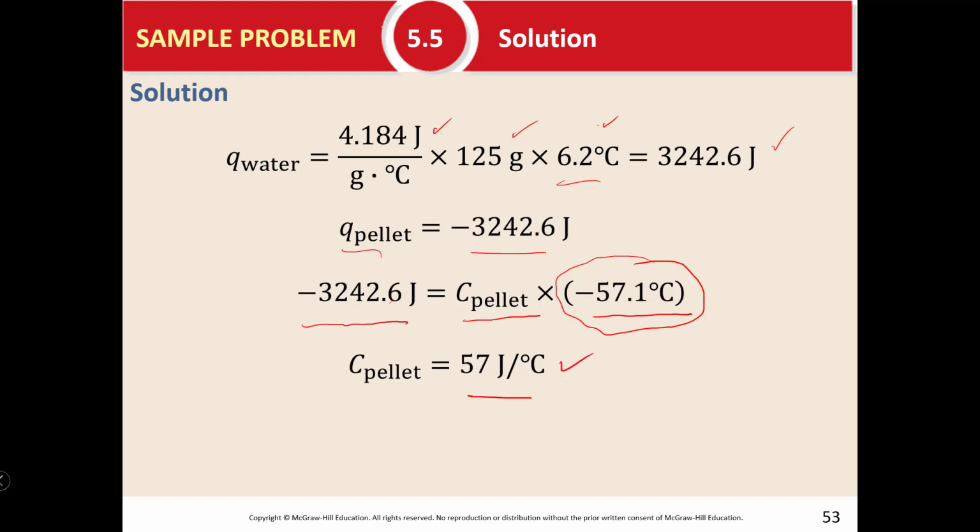All right. That's bad problems when these two things come out looking the same here. So anyways, that is the correct answer: 57 joules per degree Celsius.